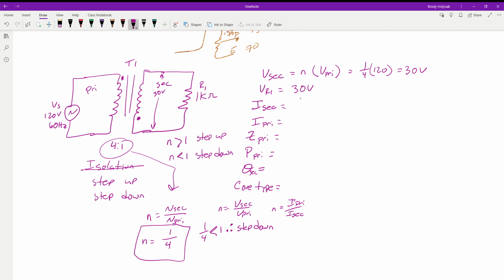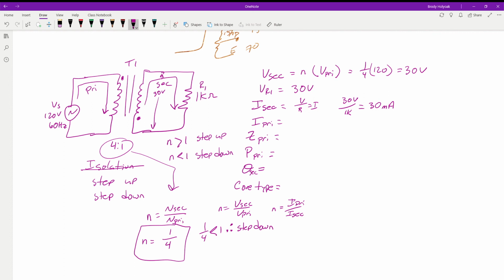Remember Ohm's law, voltage over resistance equals current. So the current we have over here is 30 volts divided by a kilo ohm. That's going to give us 30 milliamps. Now that we know that, we want to look back, okay, how much current is flowing in the primary? Because we have current flowing there.